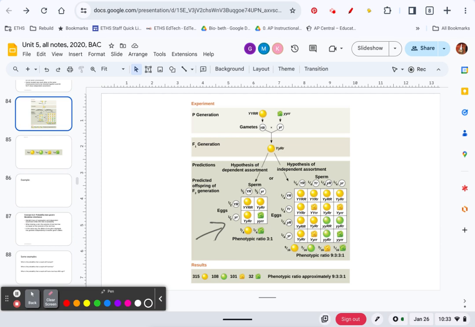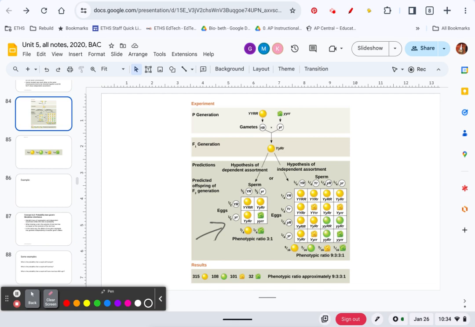So you can start looking at that, because what they like to give you is a whole bunch of data, and they'll ask, does this show independent assortment or dependent assortment? If you get 9 to 3 to 3 to 1, then no, they're on different chromosomes. But if you get the offspring looking like one of the parents, but very few of the hybrid ones in between that don't look like either parent, then that's dependent assortment, and you know that they're on the same chromosome. Right? Just think about that.